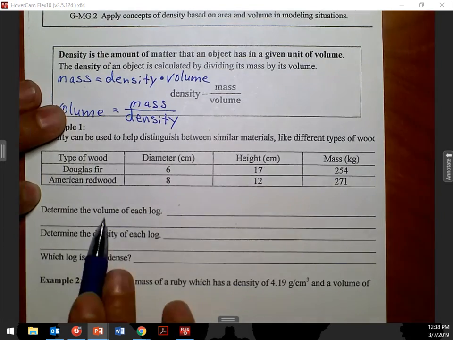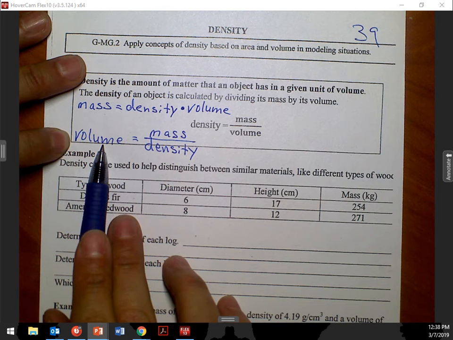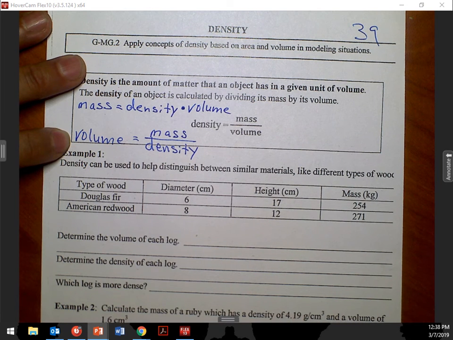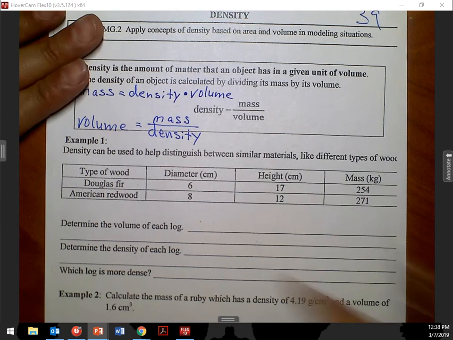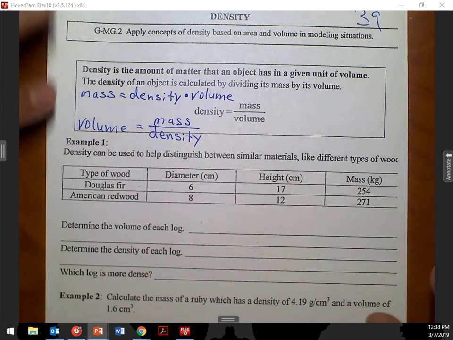So determine the volume of each log. So volume, okay, is equal to mass divided by density. Okay. Did we already find the volume of each log? Yes. Okay, but we're going to use this also later on.